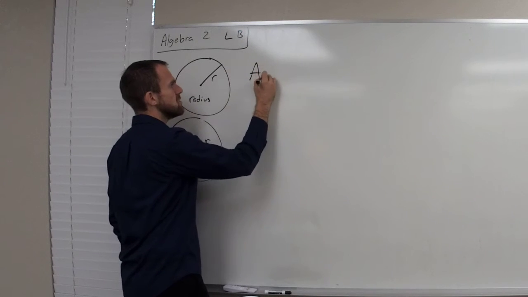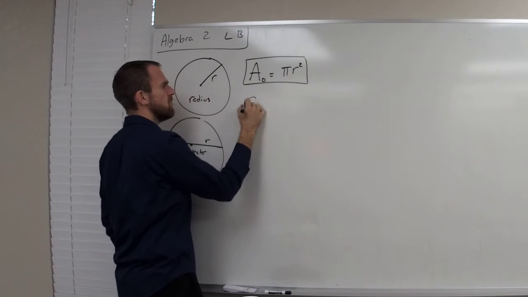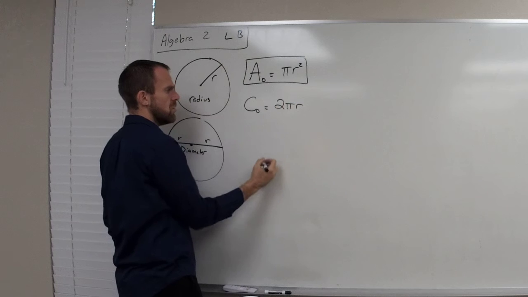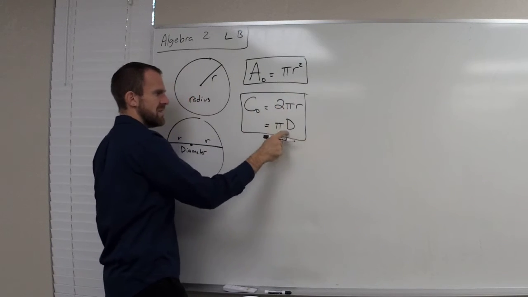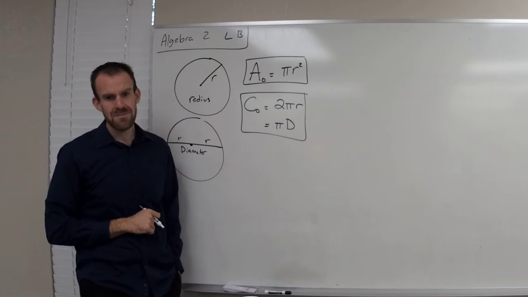The area of a circle is pi times the radius squared. The circumference of a circle is either 2 pi r or it's pi times the diameter. Why? Because the diameter is 2 times the radius. Are we surprised? Absolutely not.